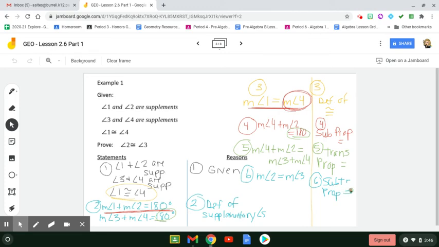All right. Oops, I'm almost there. I just got to get from equality to congruence, and we know how to do that. So to get from equality to congruence, I'm going to say that angle 2 is congruent to angle 3, and that is going to be because of definition of congruent segments or definition of congruence.